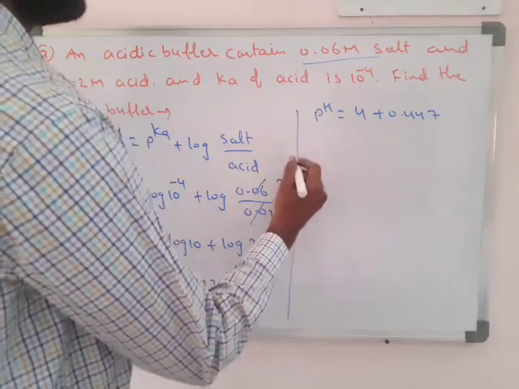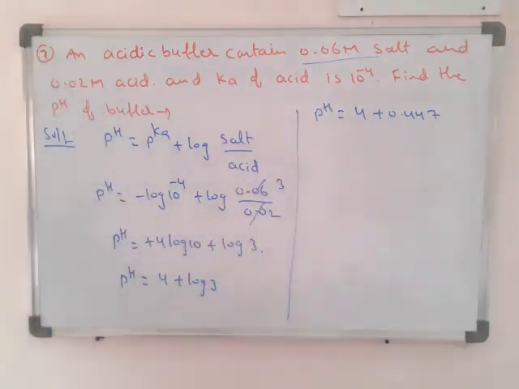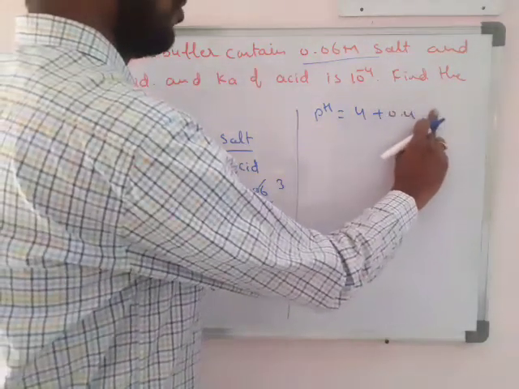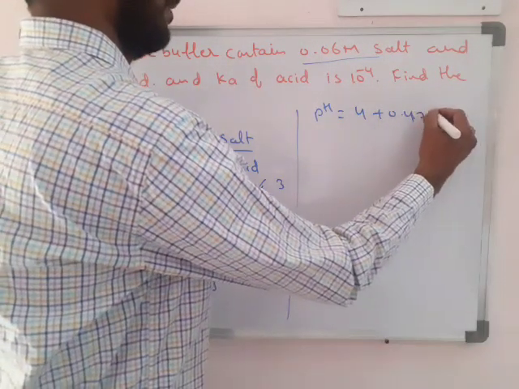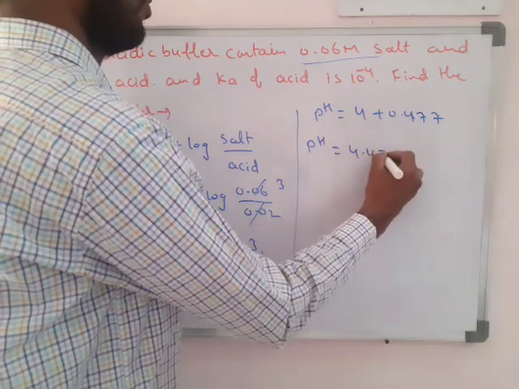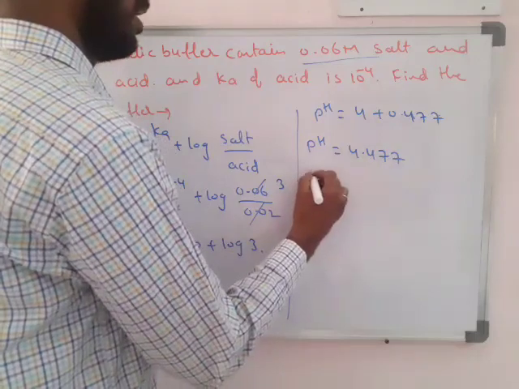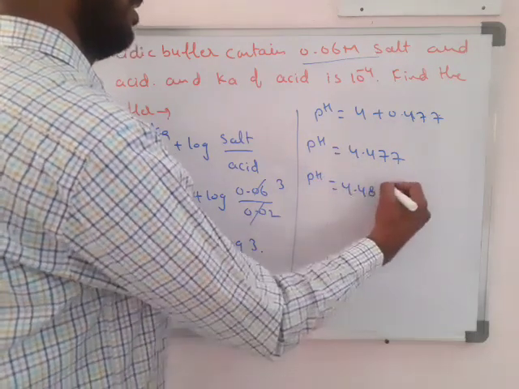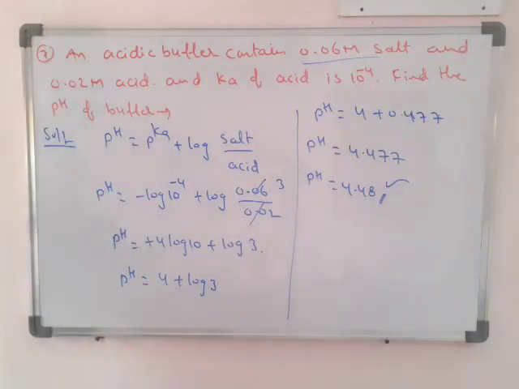I think it's 47 or something is there. So I will check the log 3 value. The log 3 value is not 0.447. Actually it was 0.477. Okay. So finally the pH will be 4.477. I think in the option it was given as 4.48. It's okay. So this is the pH of this buffer solution.